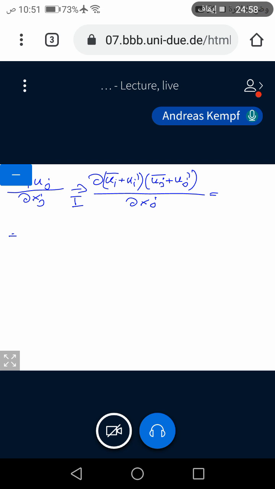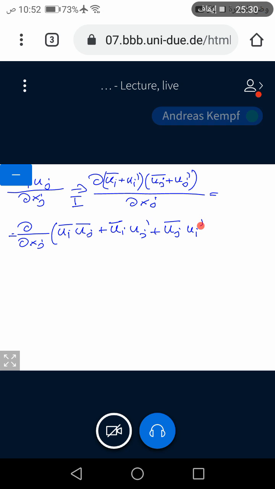So this can be written as del xj of ui bar uj bar plus ui bar uj prime plus uj bar ui prime plus ui prime uj prime. Done. Okay?